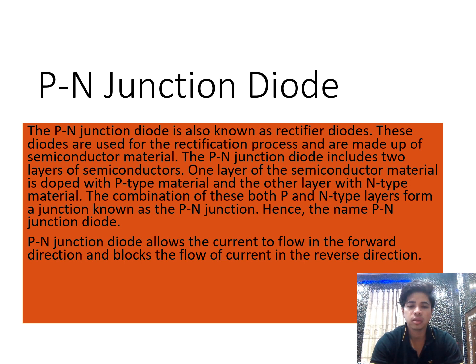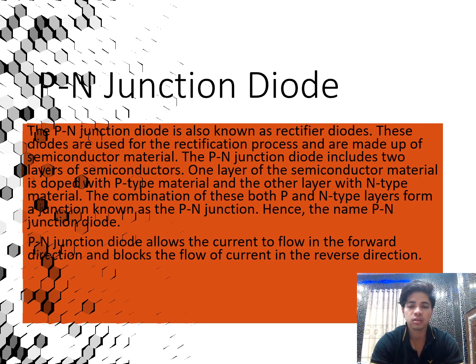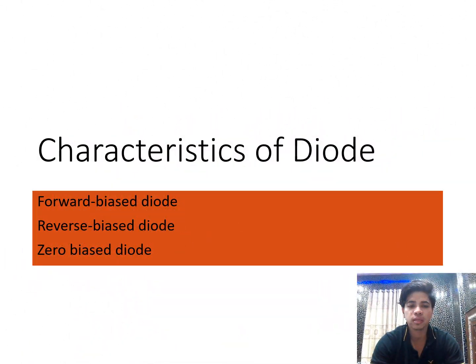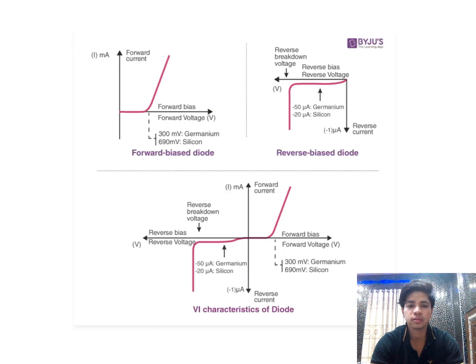A p-n junction diode allows the current to flow in the forward direction and blocks the flow of current in the reverse direction. Characteristics of forward bias diode, reverse bias diode, zero bias diode.